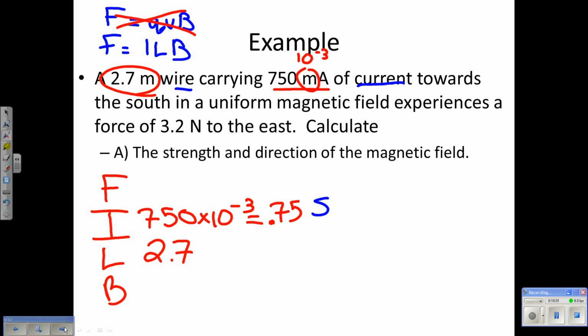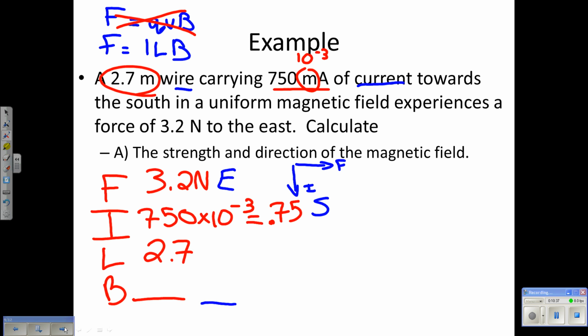Your current is heading south in a uniform magnetic field, experiencing a force, so your force is 3.2 newtons, and the direction is east. So we have a current to the south and a force to the east. We're looking for the strength and the direction of the magnetic field.